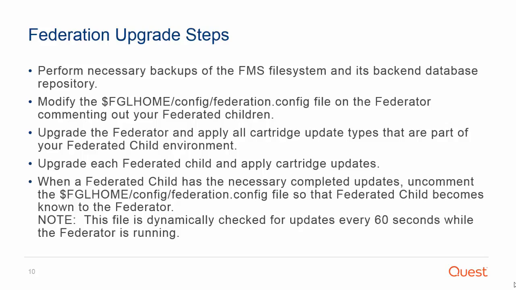Then upgrade each federated child and apply the cartridge updates. When a federated child has the necessary completed updates, uncomment it in the FGL home config federation.config file so that the federated child becomes known to the federator. Note, this file is dynamically checked for updates every 60 seconds while the federator is running.